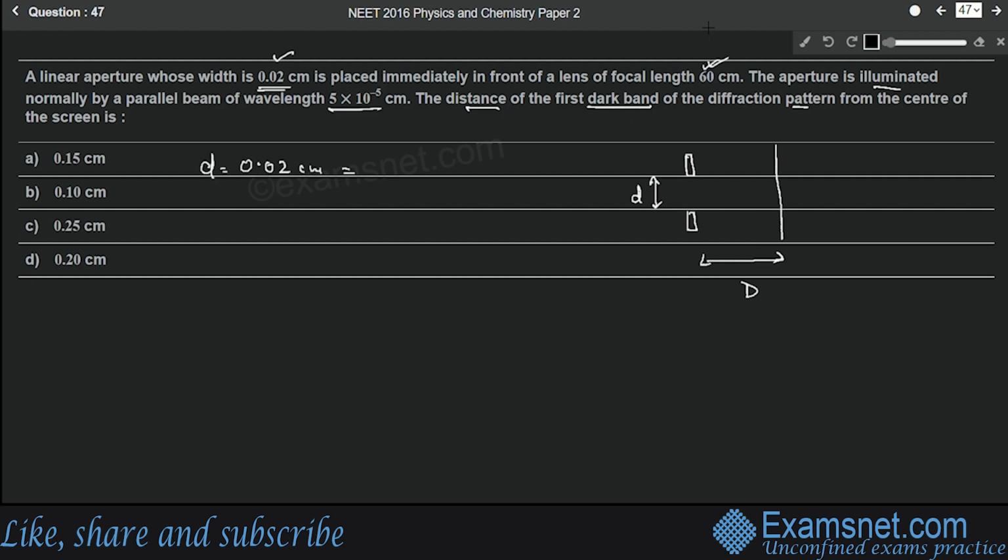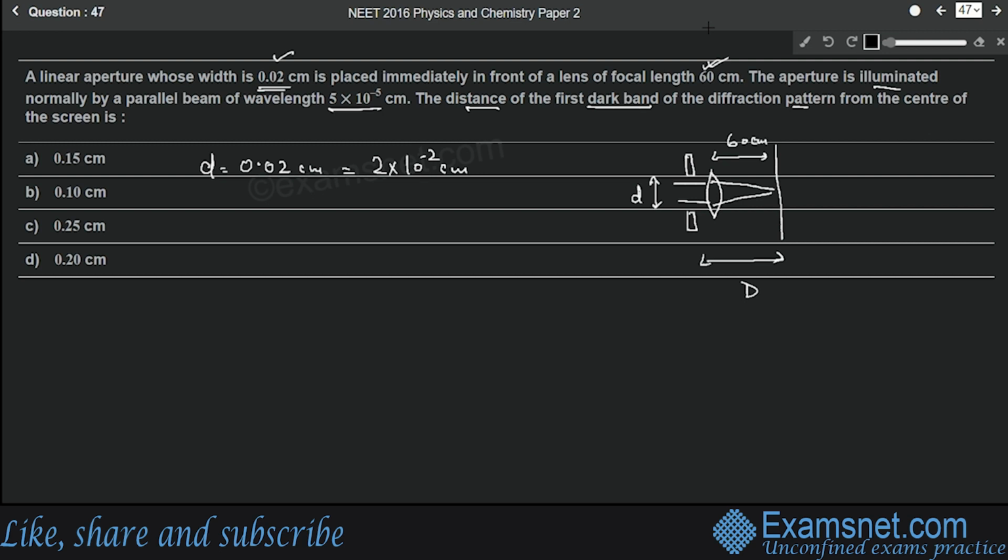That is equal to 2 into 10 to the power minus 2 centimeter. Now this aperture is placed immediately in front of a lens of focal length 60 centimeter. So this lens will focus the rays of light at a distance of 60 centimeter. Okay, that is focal length.